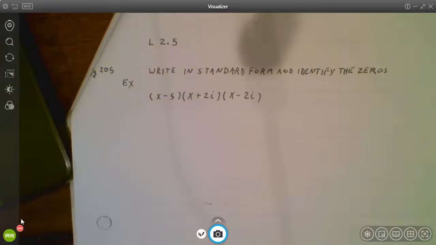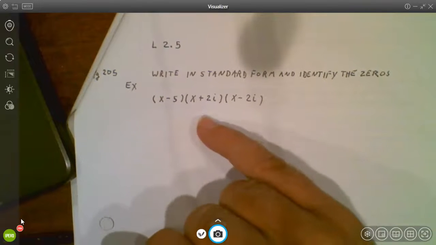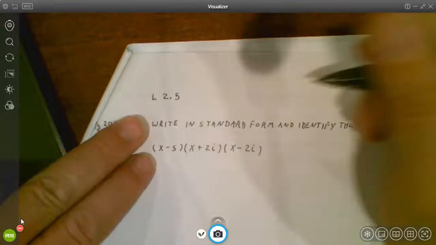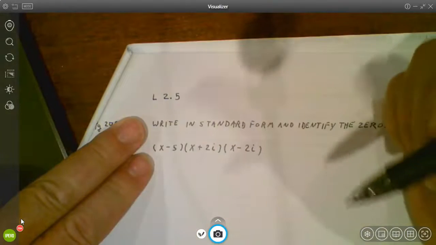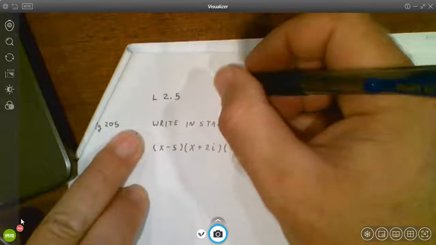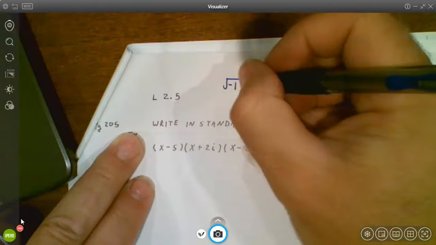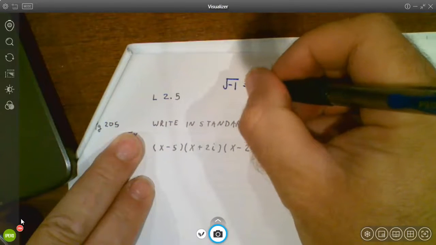Right, here we go, section 2.5, looking at our complex or imaginary numbers. So quick reminder on those guys. I know you saw this in Algebra 2, but where do we get the value for i? So i comes from the square root of -1, right? That's our value for i.